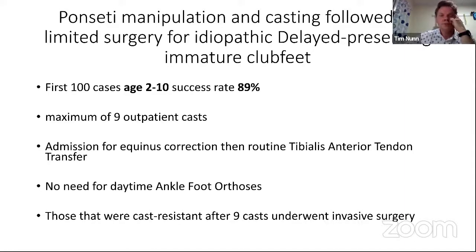Obviously, these are much older children. You couldn't do that easily in clinic. And so an equinus correction would be a percutaneous Achilles tendon lengthening, and then a tibialis anterior tendon transfer once we'd achieved our goal of 15 degrees dorsiflexion. There was no need for any daytime ankle foot orthoses. And those that were cast resistant after 9 casts underwent invasive surgery.